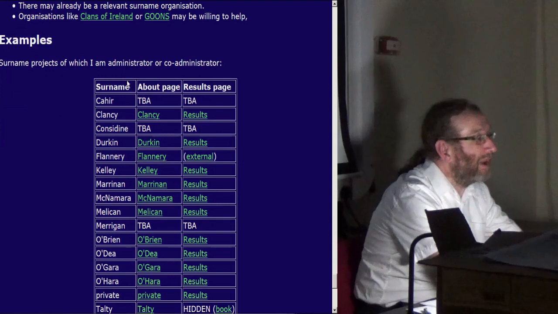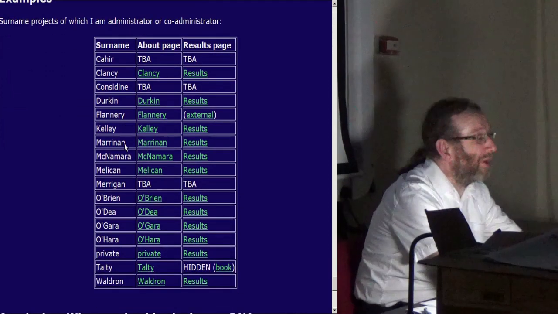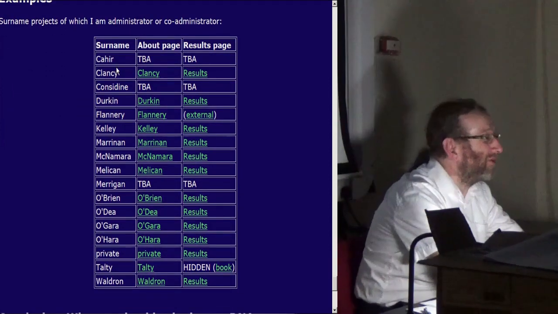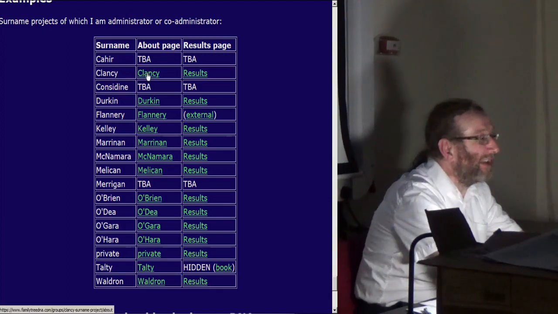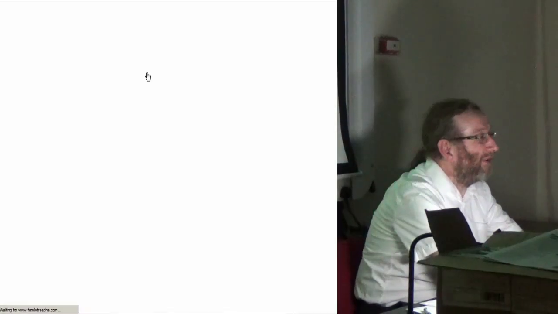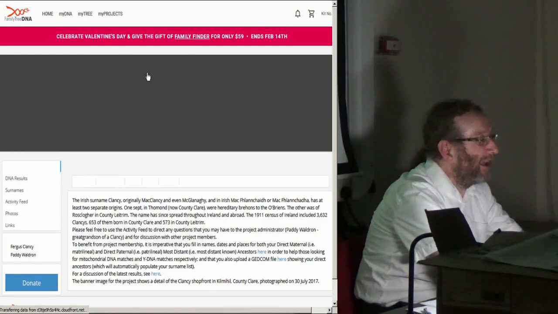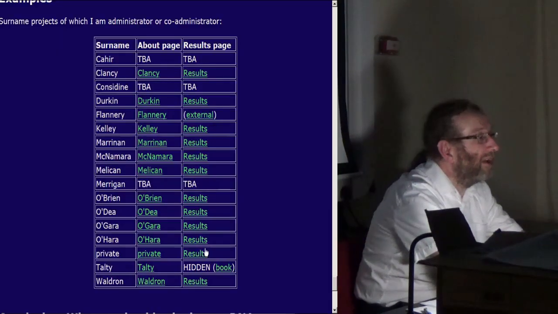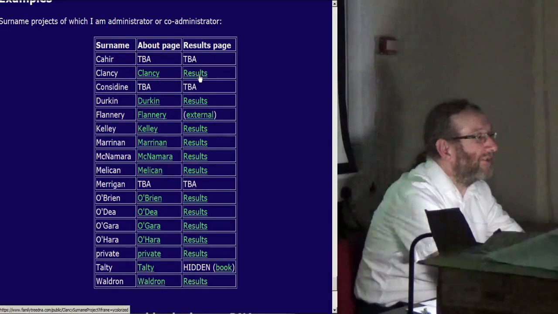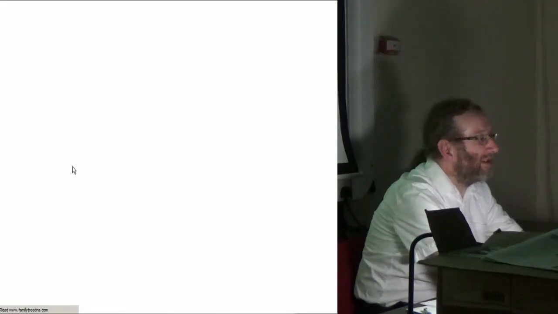So let's end by going through some of the surnames that I have worked with, or some that might be of interest to people in this room. I talked about the Cahers, rare surname, 2 men, not Y-DNA matches. My great-grandmother was a Clancy, so I run the Clancy project. Again, I got a local shop front as the picture, wrote up a bit of Clancy surname history, and the results page is quite interesting.